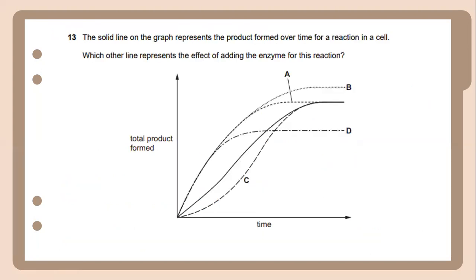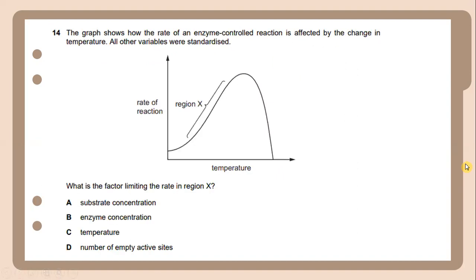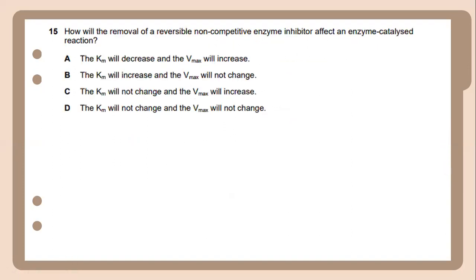The solid line of the graph represents the product formed over time for a reaction in a cell. Which other line represents the effect of adding the enzyme for this reaction? The answer will be in. The graph shows how the rate of an enzyme-controlled reaction is affected by the change in temperature. All other variables were standardized. Which is the factor limiting the rate in region X? It is temperature. How will the removal of a reversible non-competitive enzyme inhibitor affect an enzyme-catalyzed reaction?